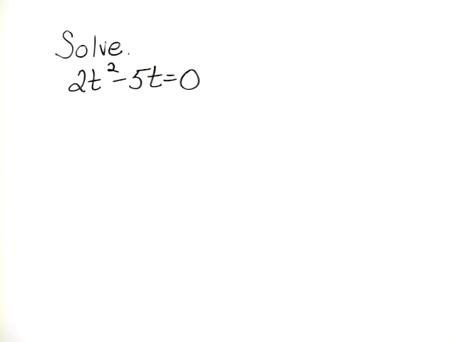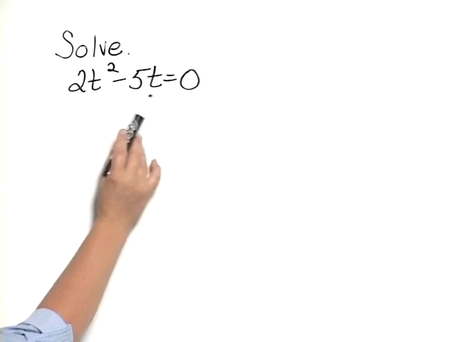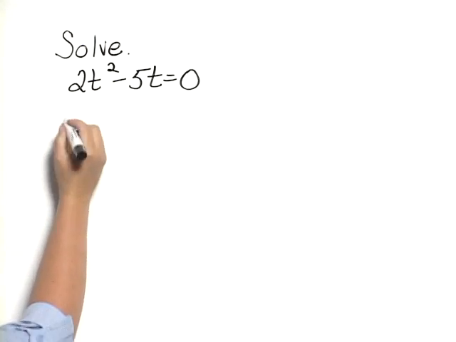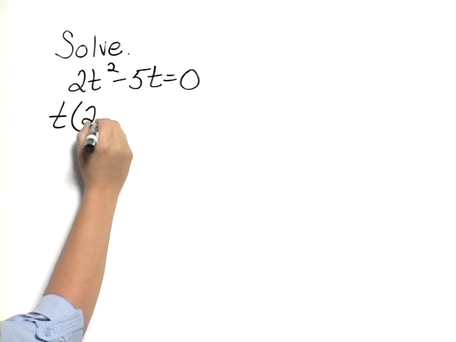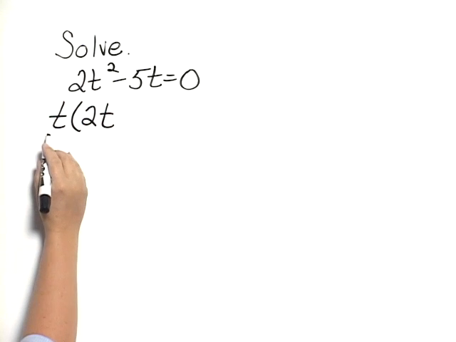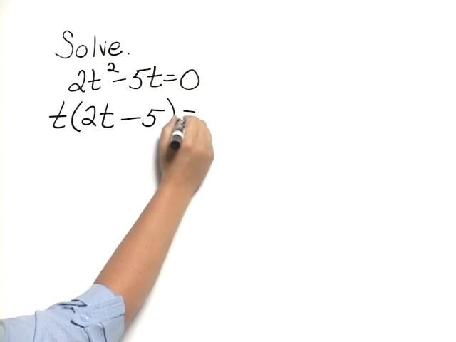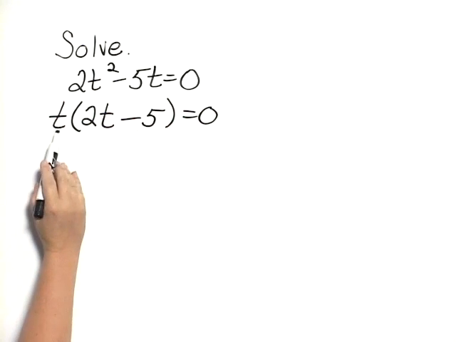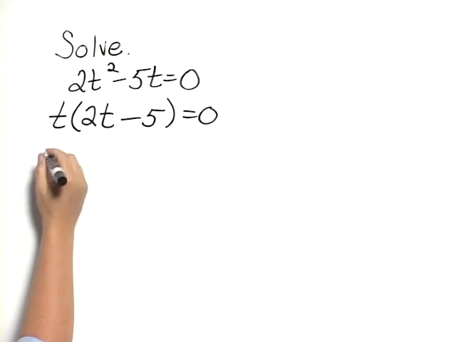Solve 2t squared minus 5t equals 0. We're going to begin by factoring, if we can, and we can factor out a common factor t. We factor in order to use the principle of zero products. So we have t times 2t minus 5 equals 0. The two factors here are t and the binomial factor 2t minus 5.